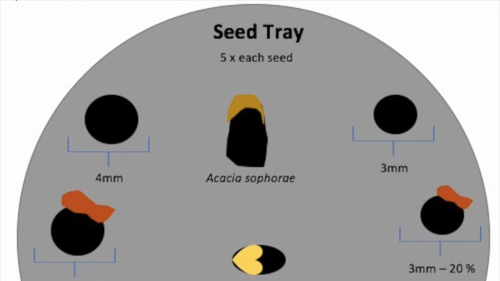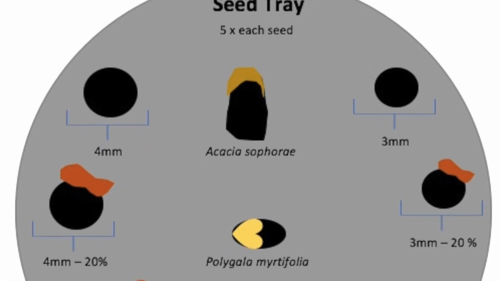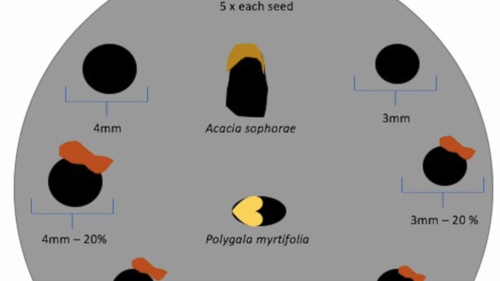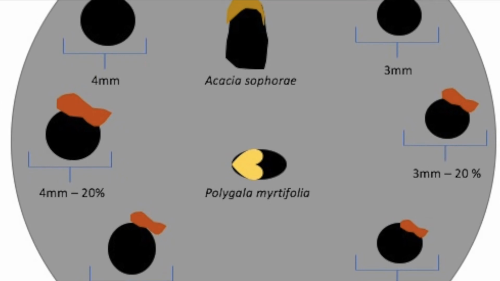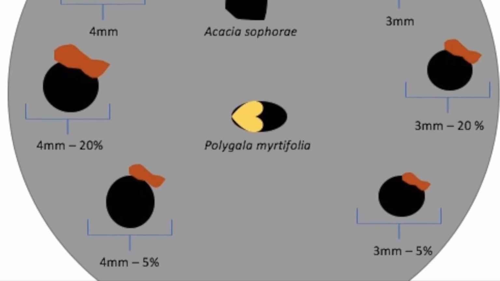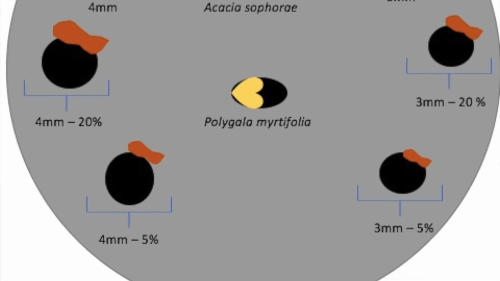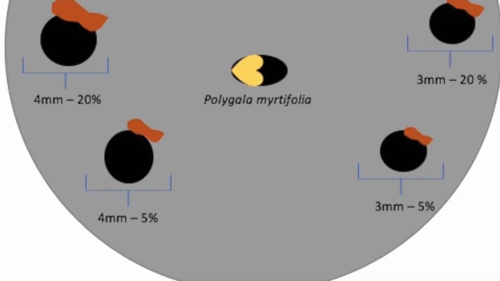Each tray consisted of 5 times 3mm beads and 5 times 4mm beads with 0, 5 and 20% reward. Additionally, 10 extra diaspores from Acacia sophorae and Polygala myrtifolia were added to each tray. In total, the trays consisted of 40 seeds. This was consistent across each 2 by 2 meter grid site.